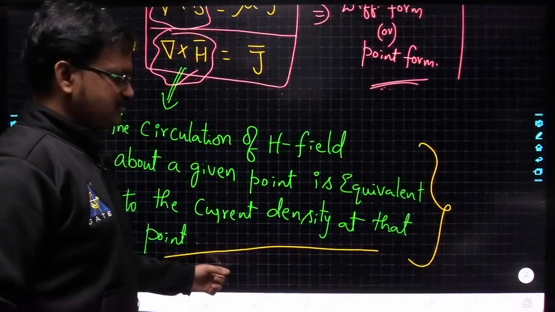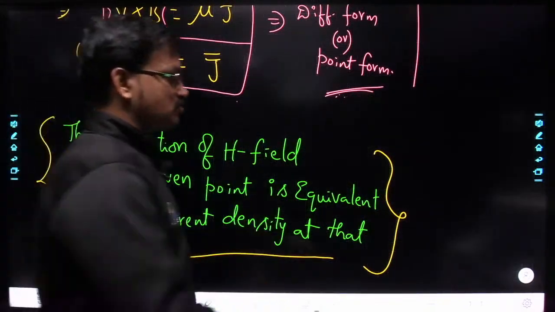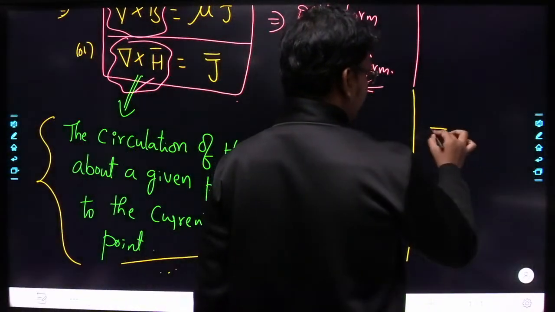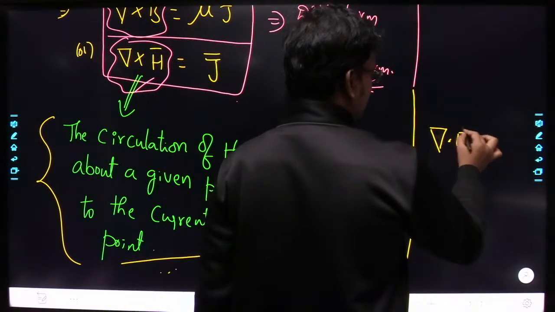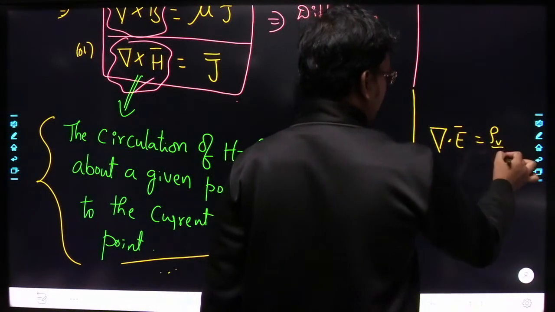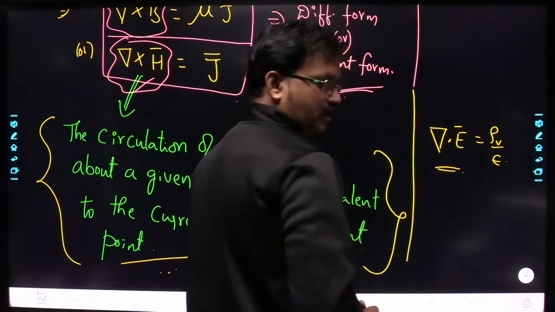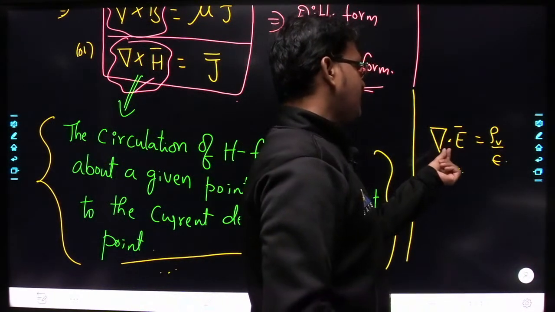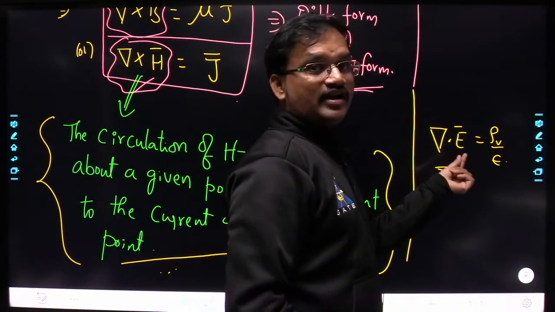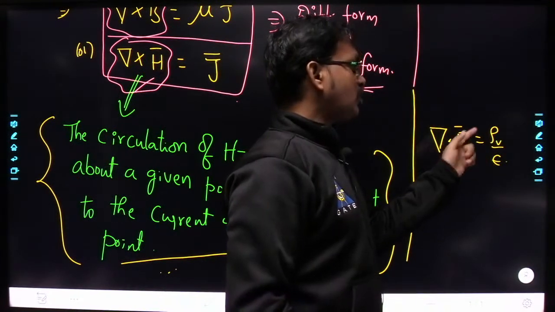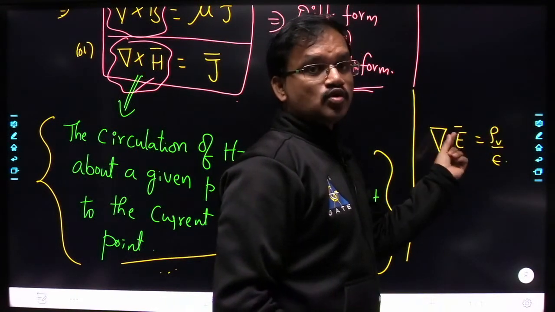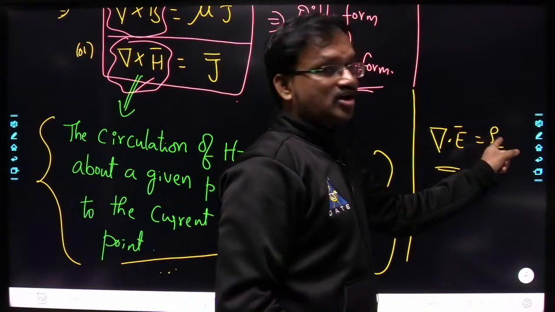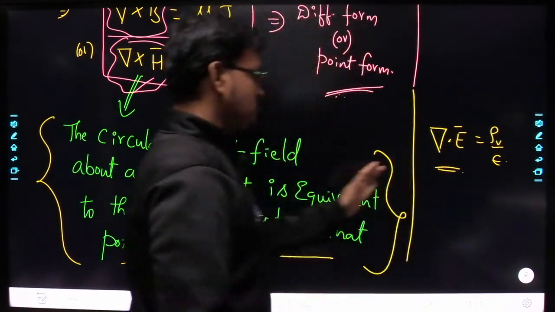See, I have explained the same thing while explaining Gauss law also. There we got the point form: divergence of E bar is equal to rho V by epsilon. So what I told there is, if there exists any divergence of electric field at a point, then at that point there must be a source of that electric field, that is nothing but charge density. Here also the same thing.